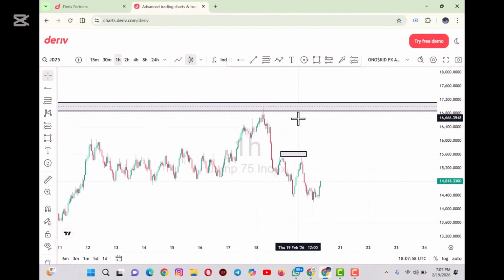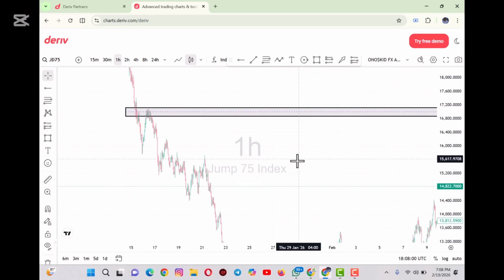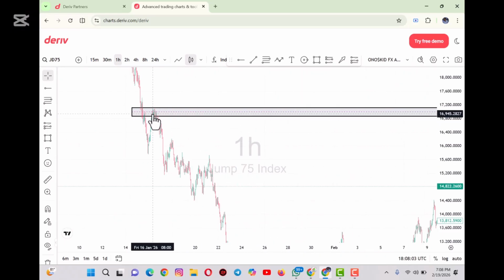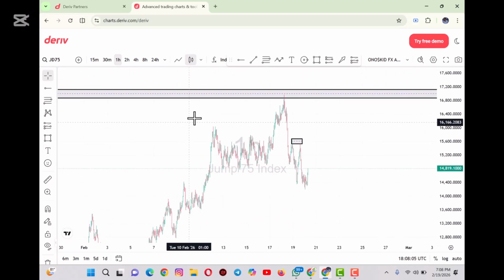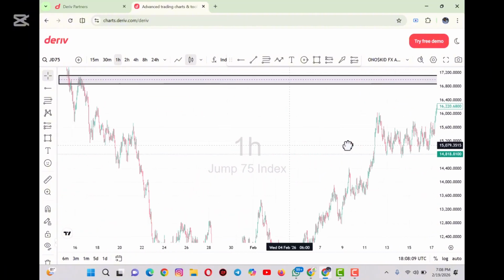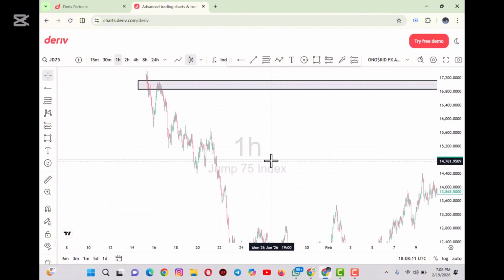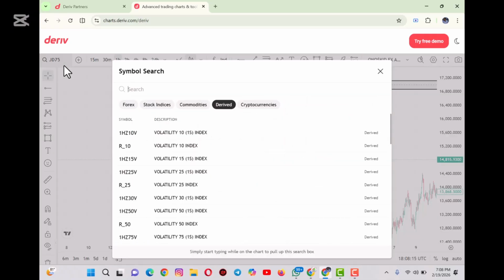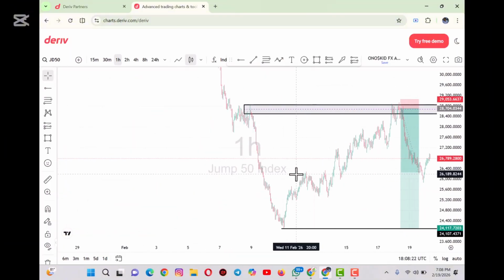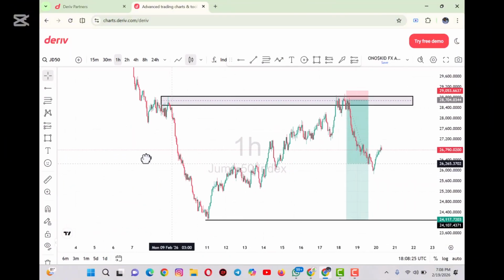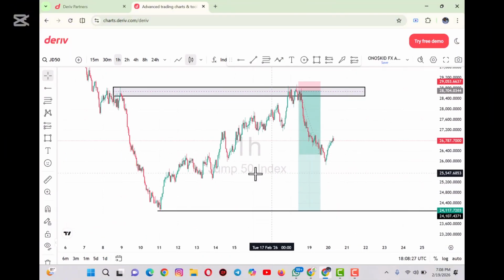Now, my first entry, which is from this point, is also based on this particular order block from here, and you see how price reacted to it and started selling to the downside. So that is pretty much about order block. I don't want to make this video too lengthy. There is another trade I took, I think on Jump 50. So you see that these things are actually playing out almost everywhere on the chart.